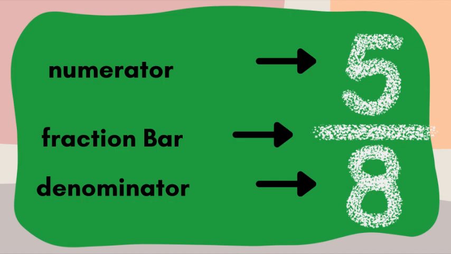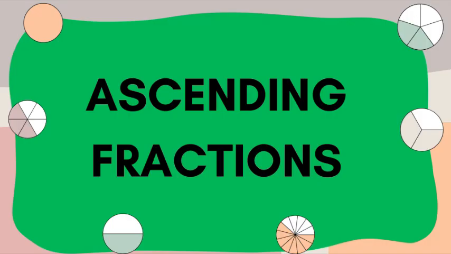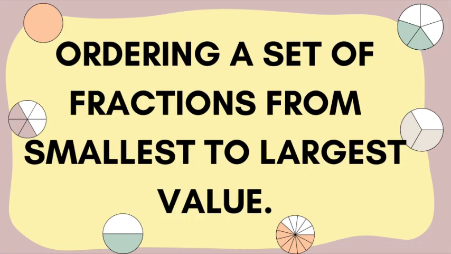Let's order fractions. We'll order fractions into ascending and descending order. Let's begin with ascending order. Do you know what ascending order is? Let's take a look. Ordering a set of fractions from smallest to largest value means to go up. Let's look at examples with fractions with the same denominator. And remember, the denominator is the number at the bottom. So we can have a better understanding of how to order fractions into ascending order.